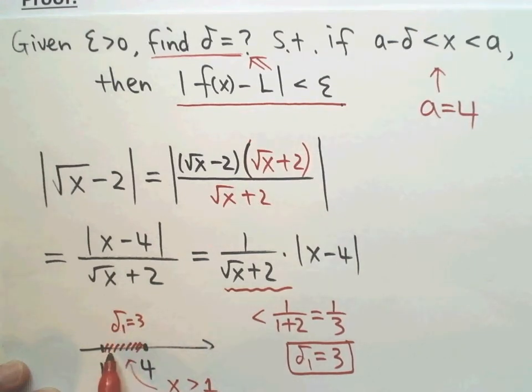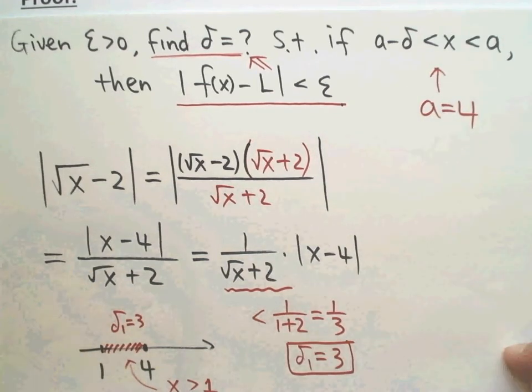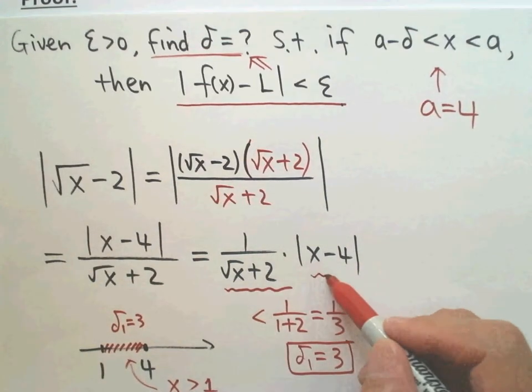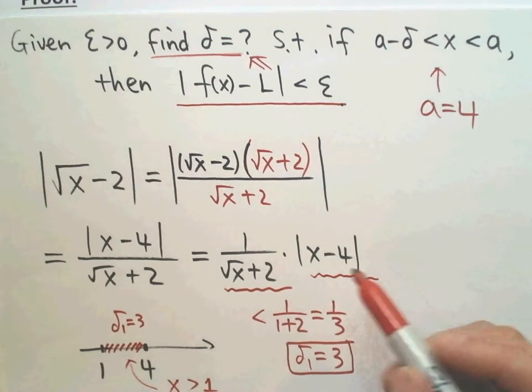If we pick delta 1 equals 3, all the x will go into here, which means all the x greater than 1. So this part will be less than 1/3, as we just did. Okay, did the first. Now we look at the second.